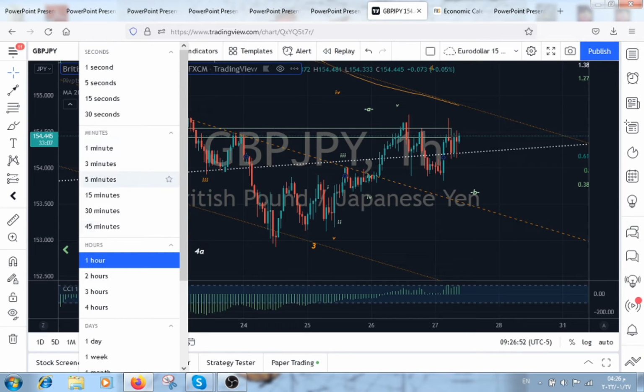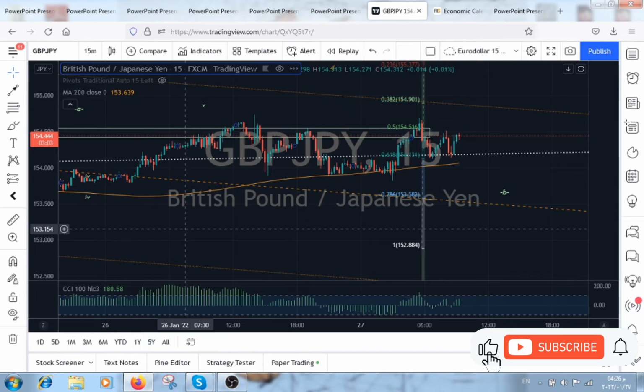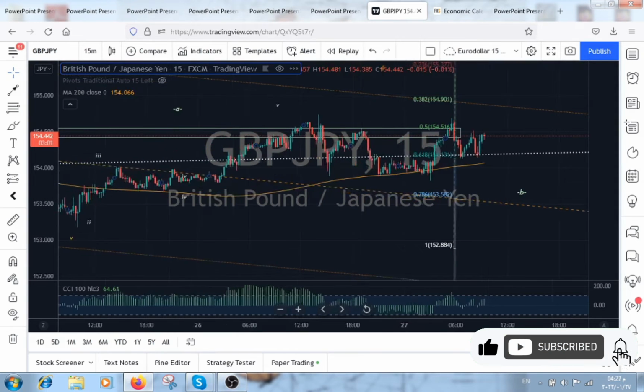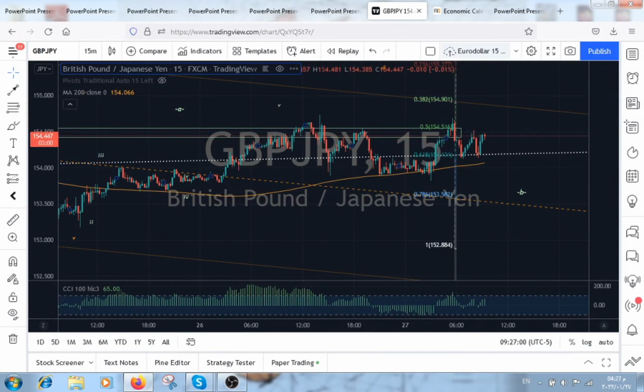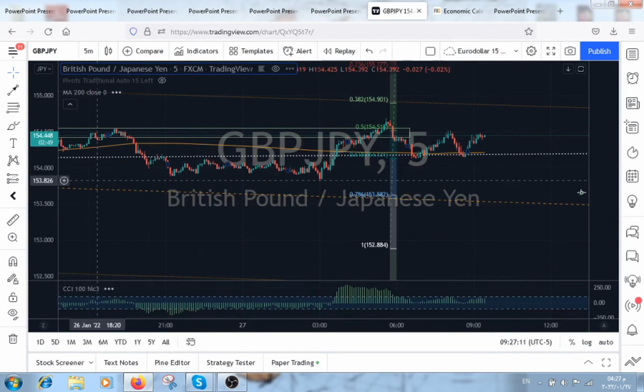So we just want to take a look at the 15 minutes because that is the important chart now, to see if we are going to be getting any deeper levels into that correction. That would mean that we don't really have to buy at 154.10 and 154.3 and these kind of levels. We can buy at much lower levels and make use of the move.